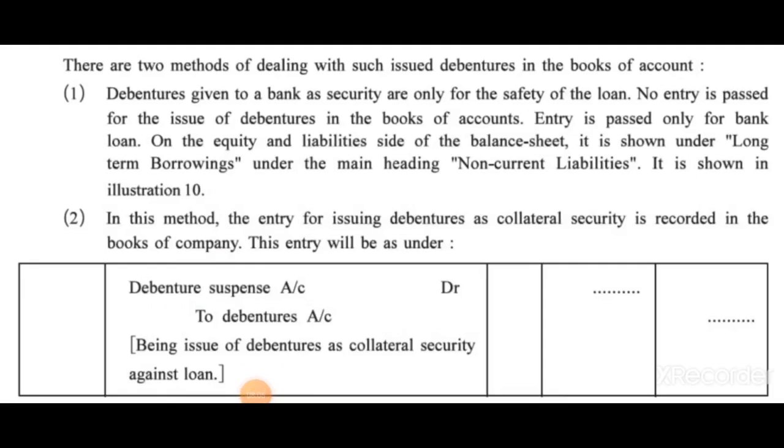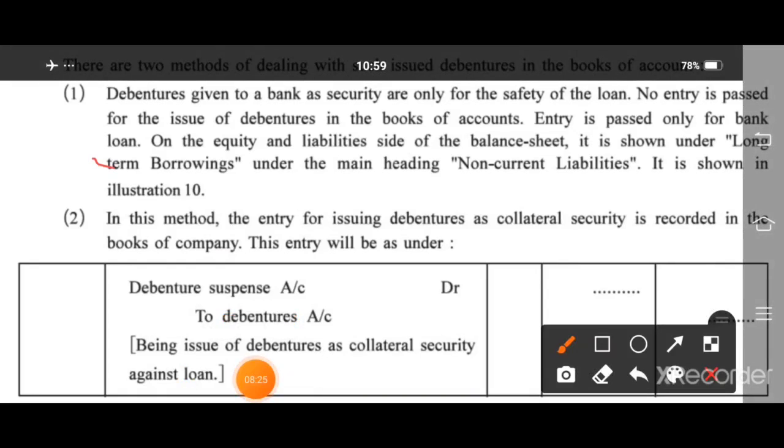Here are two methods of dealing with such issued debentures in the books of account. Debentures given to a bank as security are only for the safety of the loan. No entry is passed for the issue of debentures in the books of account. Entry is passed only for the bank loan.